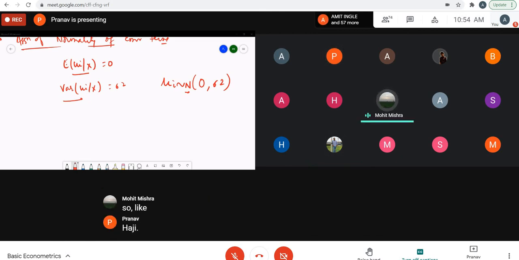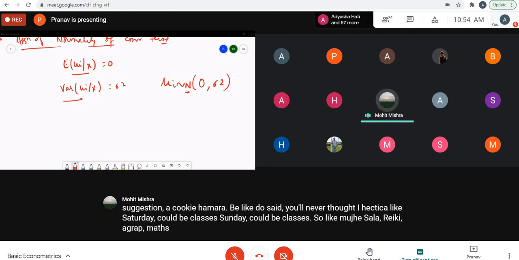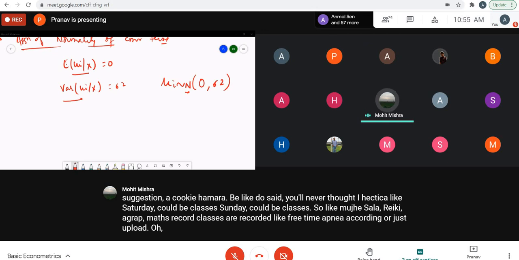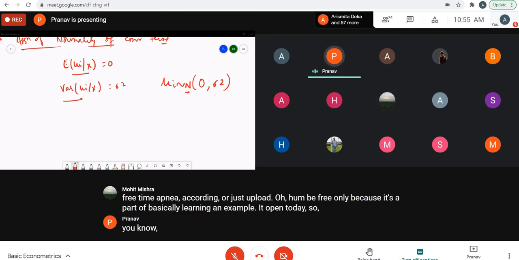सर, एक ऐसा normal suggestion है, क्योंकि हमारा भी जो schedule है वो थोड़ा hectic है, Saturday को भी classes, Sunday को भी classes. तो मुझे ऐसा लग रहा है कि अगर आप maths का classes record करके, आपके जैसा free time है, just upload कर दोगे तो हम भी free होंगे उसको just cover करने के लिए, because it's a part of basically learning. हम exam के लिए तो पढ़ नहीं रहे, तो ऐसा. ठीक है. I think I'll see to that moment. Thank you so much. I'll definitely look into this aspect.